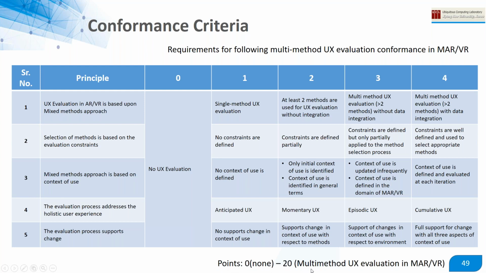If the conformance criteria score is greater than or equal to 20, it means the evaluation process follows this standard criteria. If it is less than 15, it means that you have to revise the multi-method UX evaluation process, because it's below the threshold, so you have to re-evaluate your product.